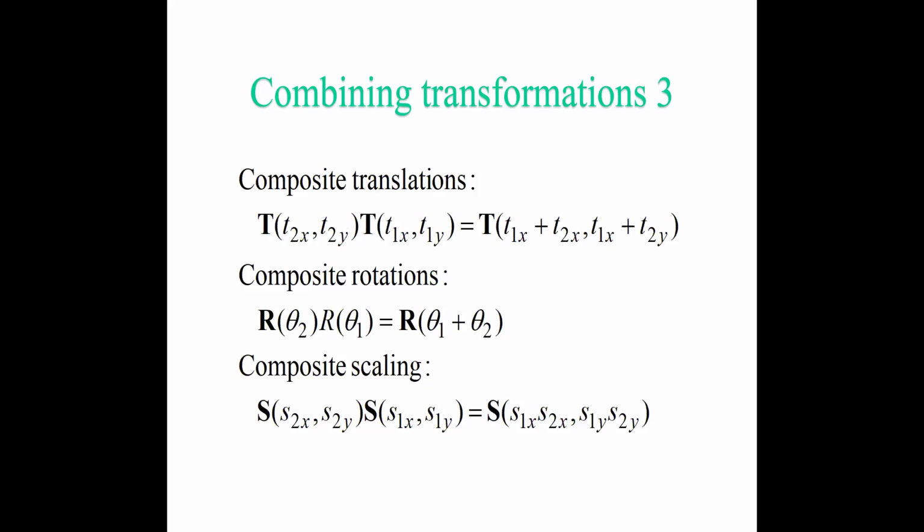If the composite translation is given in this way, whatever is given, you just add and write. For your composite rotation also, you are going to add both the angles. Suppose R theta 2 is multiplied with R theta 1, then you add both the angles, so you will get rotation of theta 1 plus theta 2.